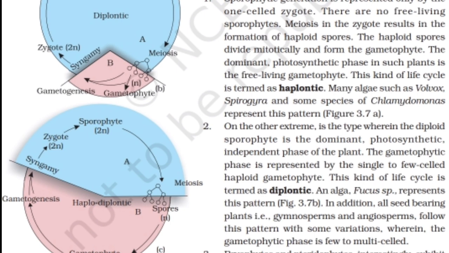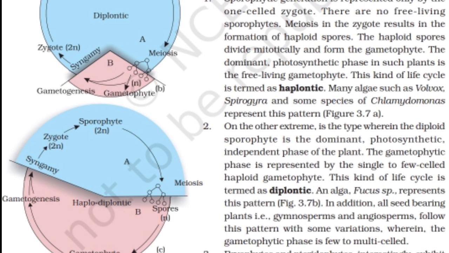The dominant photosynthetic phase in such plants is the free-living gametophyte. This kind of life cycle is termed haplontic. Many algae such as Volvox, Spirogyra and some species of Chlamydomonas represent this pattern (Figure 3.7a).